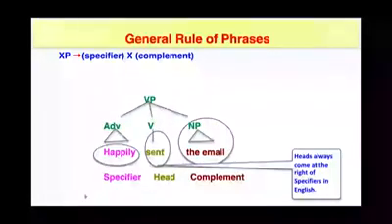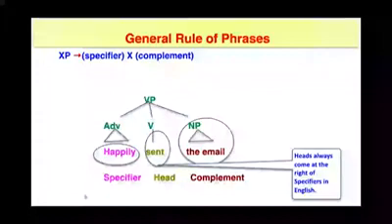Now, all these types of phrases have a head, referred to as X, and they have a specifier which comes before the head, and a complement which comes after the head. This is a general rule that goes for everything. We are going to see more later.